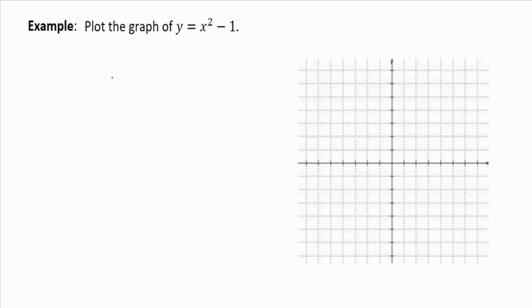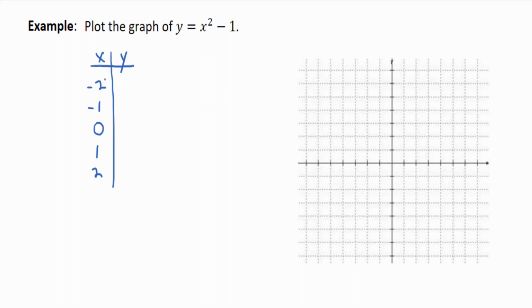Okay, let's graph a nonlinear equation, y equals x squared minus 1. We're going to use a t-chart just like before. And we'll plug in some convenient values of x, maybe 0 in the middle, and then -1, -2, and how about 1 and 2? Those would be nice values.